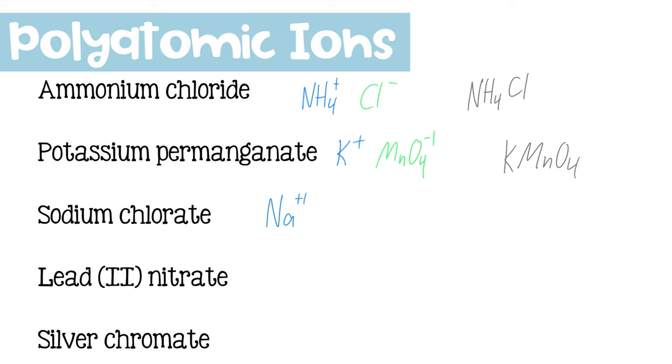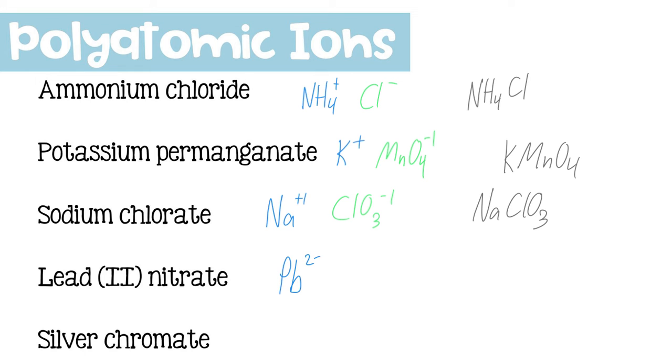Sodium is Na and has a +1 charge. Chlorate is ClO3 and has a -1 charge. Crisscross to get NaClO3. Now let's look at the next example, lead(II) nitrate.